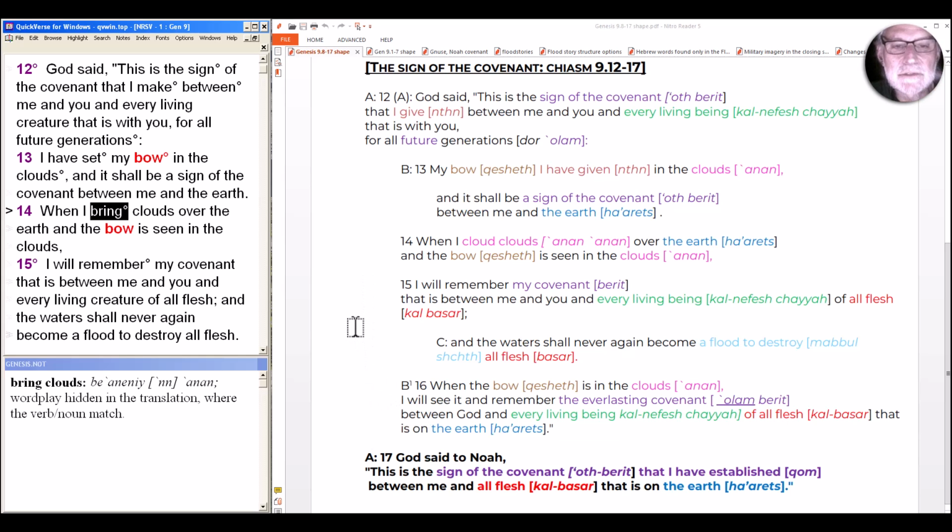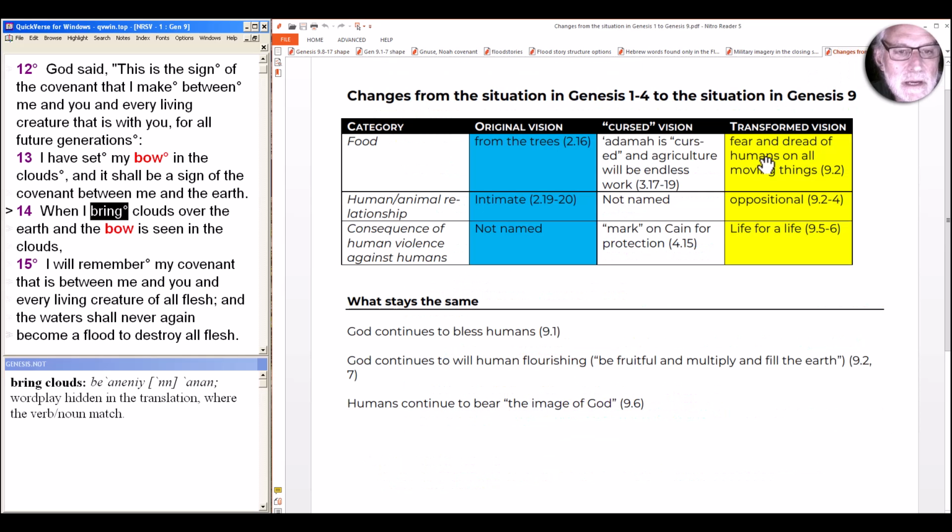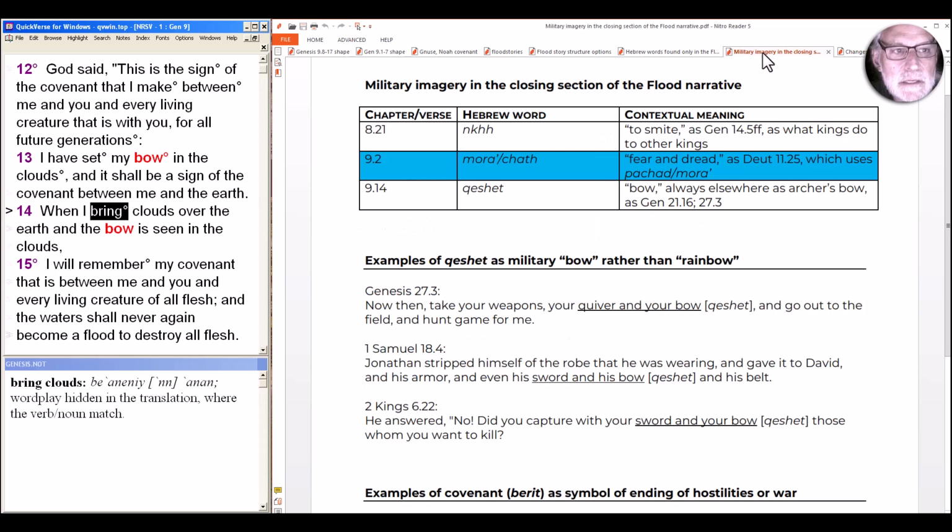So let's pause to look at what's going on here in this emphasis on this sign. We certainly immediately jump to the bow being a rainbow, but this is the only place in the entire Hebrew Bible where the word keshet is understood to be a rainbow. Let's look at that here from this chart where I brought up several elements of here. And this is a theme I want to look at now, how this passage has military imagery in the closing section. So let's go back one here while I have this on the screen.